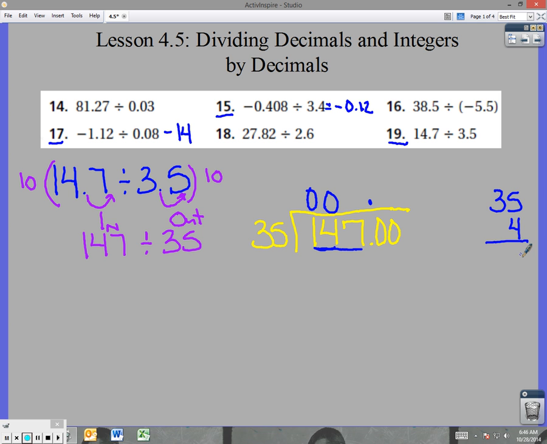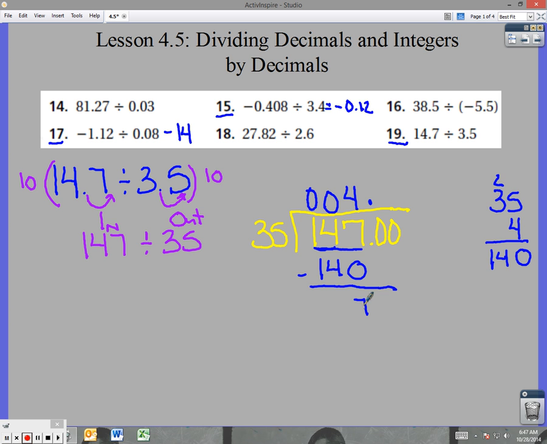Let's see, 5 times 4 is 20. 4 times 3 is 12, plus 2 is 140. Hey, that's really close to 147. If I add another group of 35, that's way over. So I know I put a 4 here. 4 times 35, we did the math over here, gives me 140. I will now subtract.